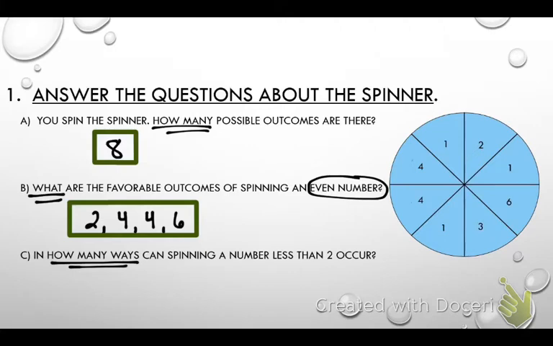Guys, what number on there is less than 2? 1. A 1. How many 1s do you see there? 3. So what about this number right here? Is that less than 2? No, that is 2. It's not less than 2. So guys, how many ways can spinning a number occur? 3. There would be 3 different numbers you could land on there, and you would get something that is less than 2.